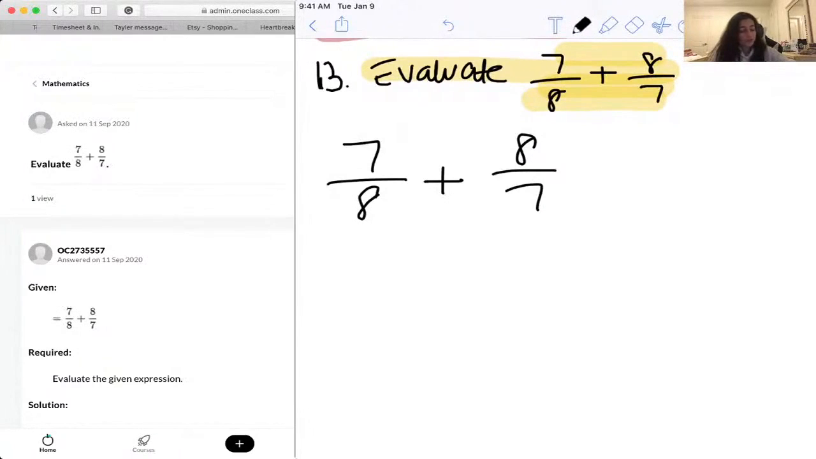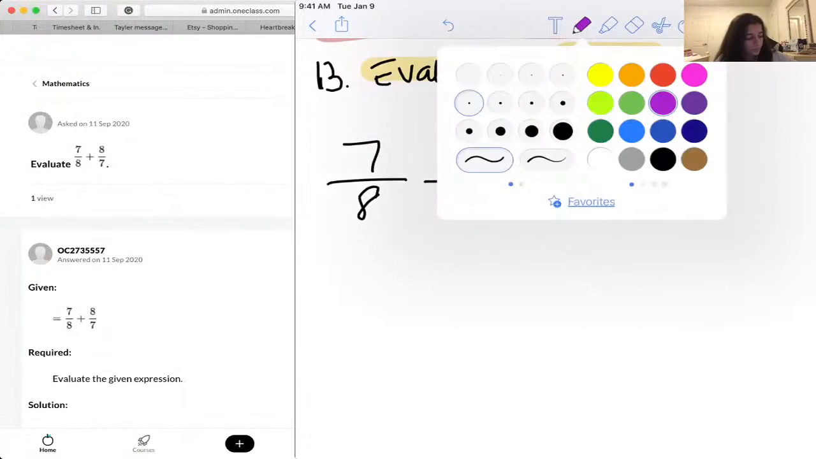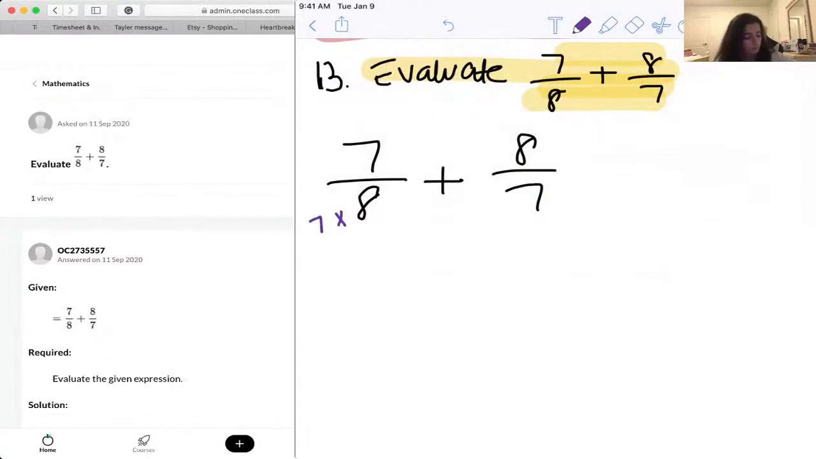When you're adding fractions, you have to make sure that the denominator is the same, and in order to do that, you can multiply to make it the same. So we're going to think of a common multiple between 8 and 7, both the denominators, which is 56. We multiply 8 by 7 because 8 times 7 is 56. And since we're multiplying the denominator by 7, we have to multiply the numerator by 7. And same with the other case, in order to make 56, we have to multiply 7 by 8. Whatever you do to the denominator, you have to do to the numerator.